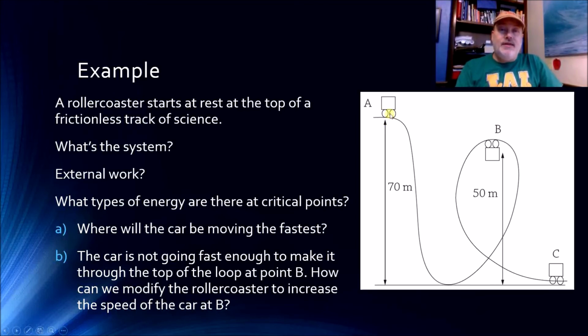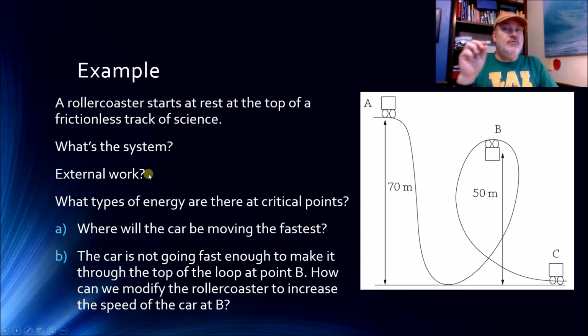Well, what are the forces acting on this? Well, force gravity, but that's internal, so we don't have to worry about that one. And then there would be normal force as it goes around the track. But remember, the normal force is always perpendicular to the surface, and the car is always going to be going parallel to the surface. So the normal force is always perpendicular to the way the car is going. So therefore, the normal force in this case won't be doing any work. And it's a frictionless track of science, so no friction, so no work done by friction. So it looks like there is no external work done.